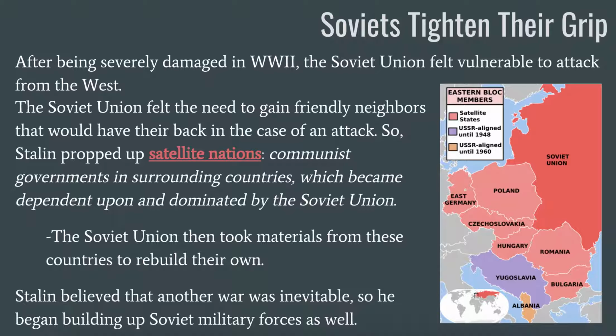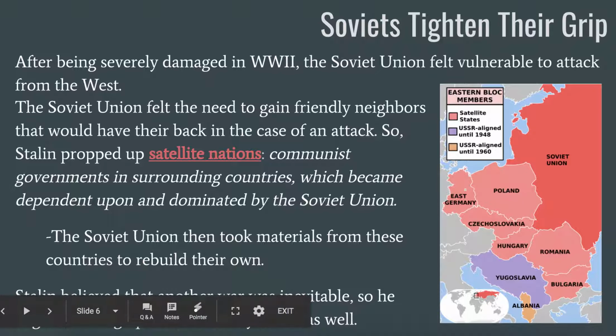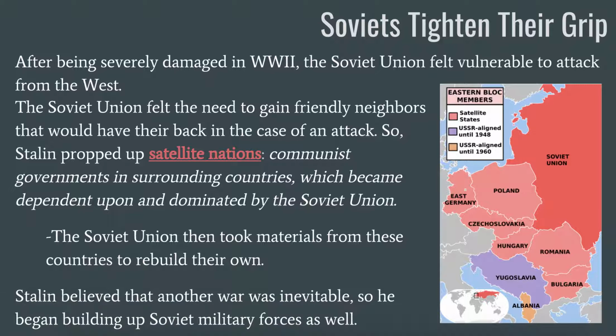So these satellite nations were those pink countries that you see around the Soviet Union: Poland, East Germany, Czechoslovakia, Hungary, Romania, and Bulgaria. And they were meant as kind of like friendly neighbors that were protecting the Soviet Union from the West, but they were also used by the Soviet Union to rebuild the Soviet Union. So they would go into those countries and take materials and industrial products from those countries and use them in the Soviet Union to rebuild their own country.